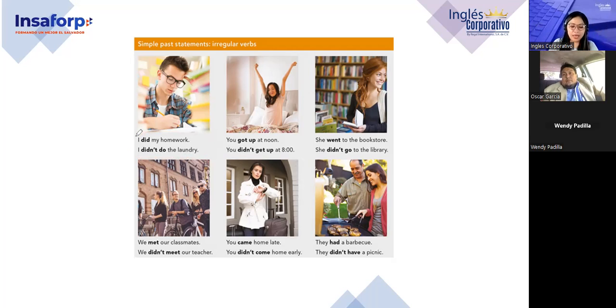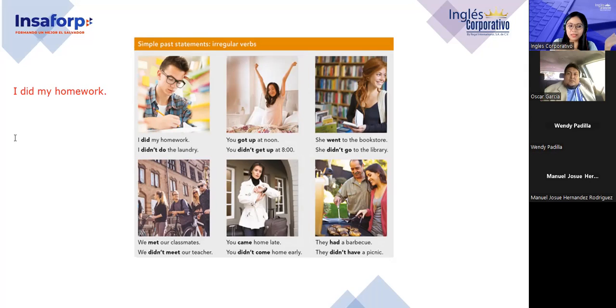I did my homework. ¿Cómo está actuando el verbo did en la primera oración? ¿Como un auxiliar o como un verbo? I did my homework. ¿Como un verbo? It's like a verb. There we go. En el pasado simple, did, claro, existe como verbo también. El verbo hacer. Did. I did my homework. It's not just the present, but we can also have it as the past.